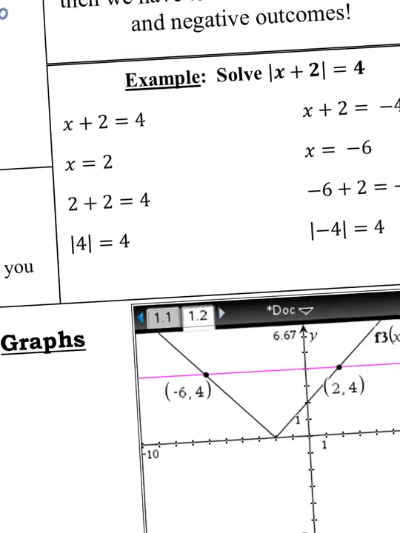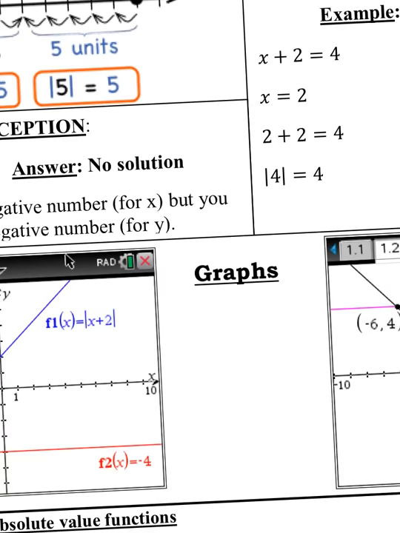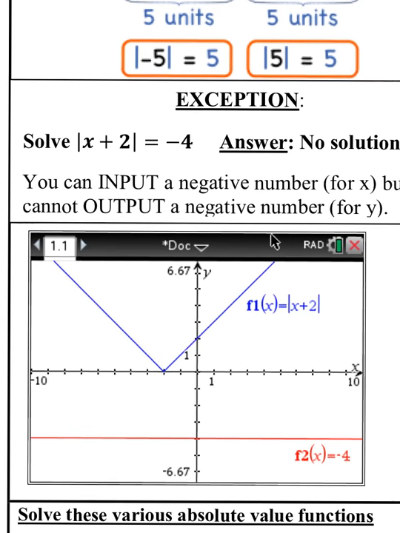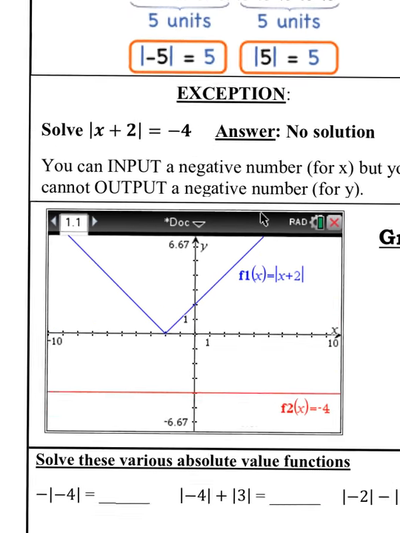All right, so most of the time you're going to have two solutions. Sometimes you have no solution with absolute value problems, and that's because you're always outputting positive values. So notice how your graph is going upwards. If I set it equal to something negative, like -4, for example, it's never even going to intersect. That's because you can plug in positive or negative numbers, but you cannot output negative numbers. You can only output positive numbers, okay? So in times like that, just say the answer is no solution.